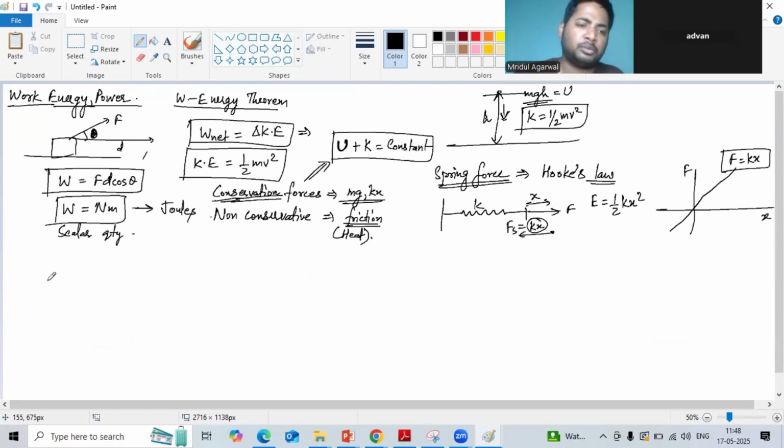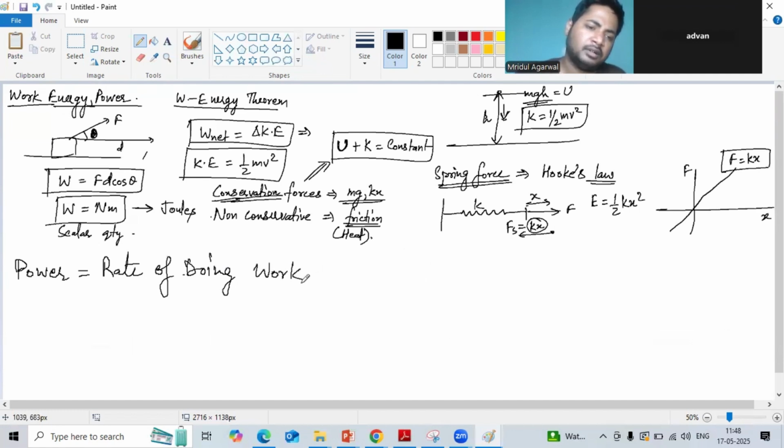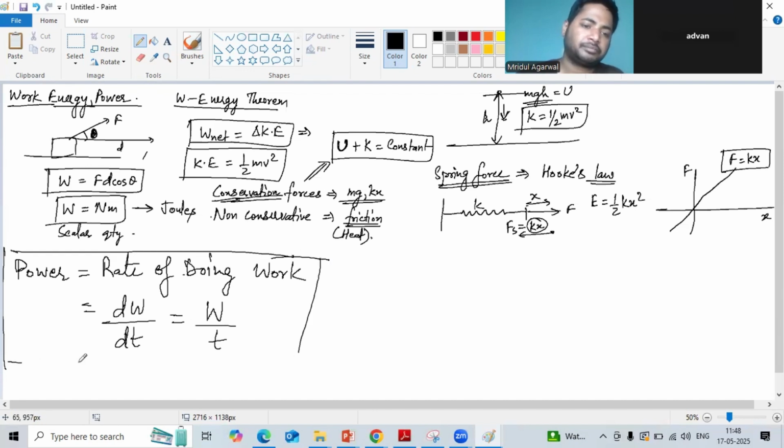Now if you talk about power, power is defined as the rate of doing work. Rate of doing work is given as work per unit time. So whatever is the work done, dW by dt, or the average power, if you want to calculate, is the work done during the whole interval divided by the time taken. Clear? So that is power. So these are the major concepts in the work energy theorem.